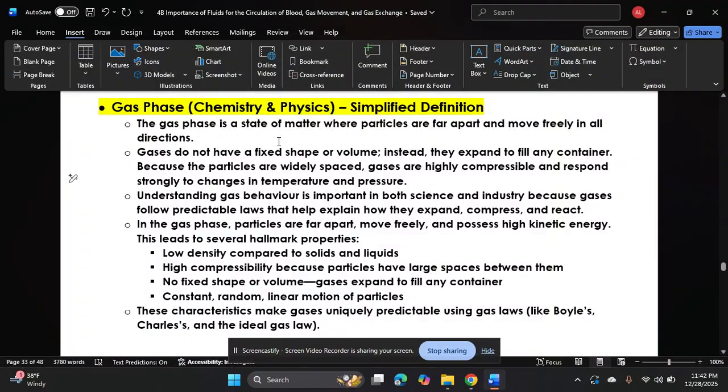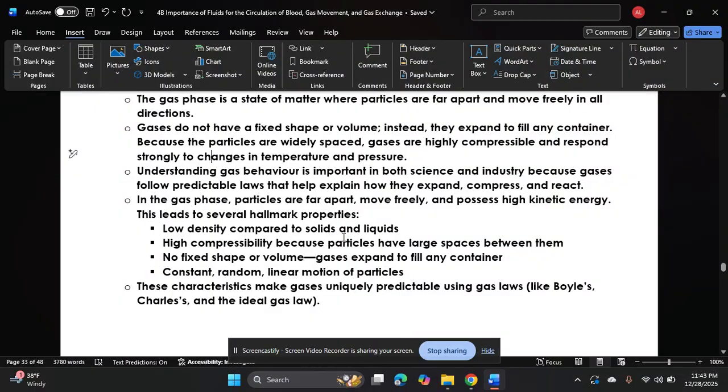So this is very important: gas phases. Gas phase is a state of matter. Particles are far apart and move freely in all directions. Gases do not have a fixed shape or volume. Instead, they expand to fill any container because the particles are widely spaced. Gases are highly compressible and respond strongly to changes in temperature and pressure.